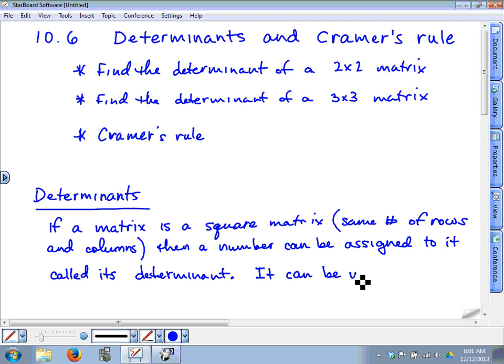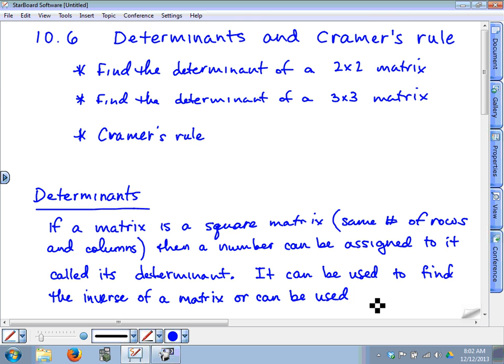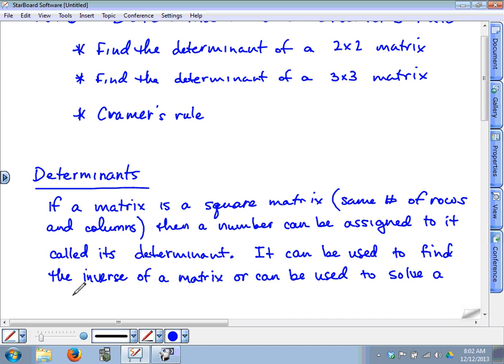It can be used to find the inverse of a matrix, which we'll learn about in the next lesson, 10.5. Or it can be used to solve a system of equations.